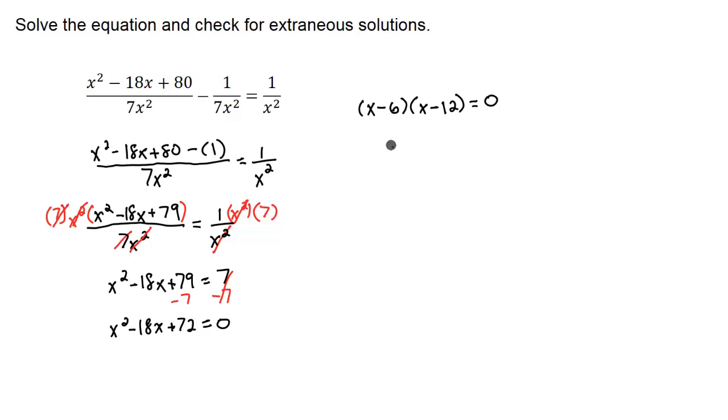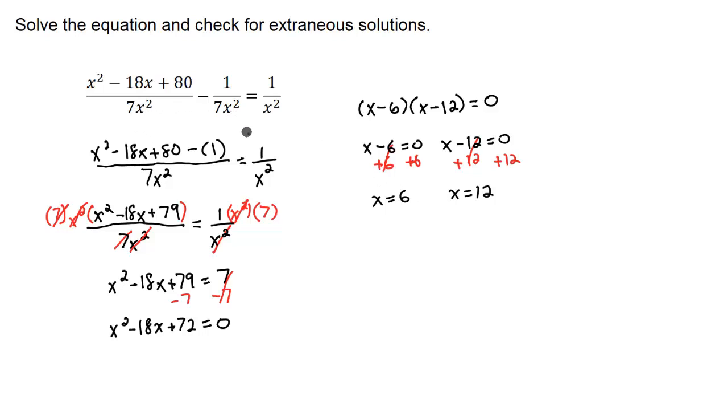Now I can set both equal to 0 and solve. So I need to add 6 here and add 6 there. That cancels out. I'm left with x equaling 6, and then I'm going to add 12 to this left side. That cancels out. I have to add 12 to the right side, and I'm finally left with an x equals 12.